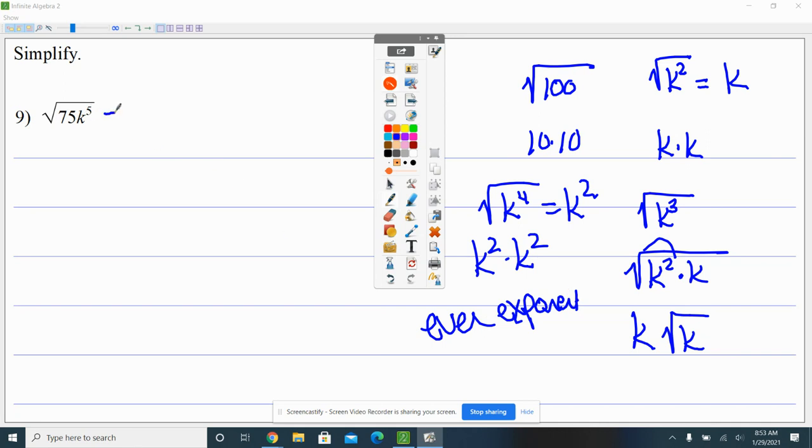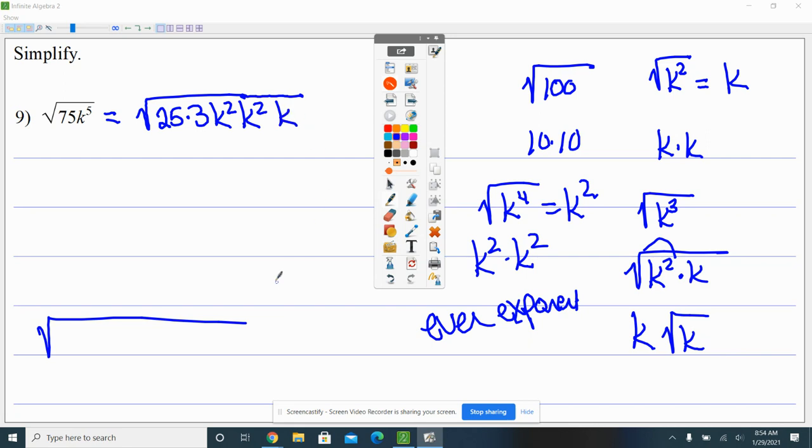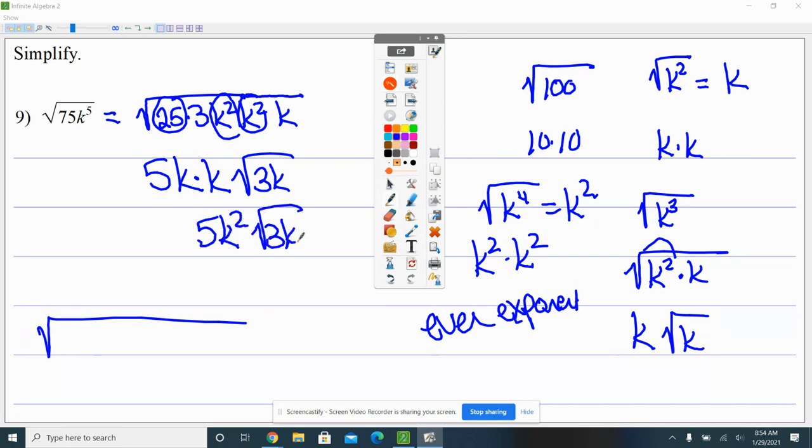So when I have the 75k to the fifth, I'm going to look at the 75 separate from the k to the fifth. And there are two ways kids like to look at this. Some kids will say, okay, that's 25 times 3. We talked about that. Some kids will say, well, it's a square root, so I want to change the fifth to all these k squareds: k squared, k squared, and k. And you can do that. That's fine. The square root of 25 is 5, so I'm going to take this guy out. The square root of k squared is k. The square root of k squared is another k. And then what's left underneath is 3 and a k. So that's 5k squared, square root of 3k.